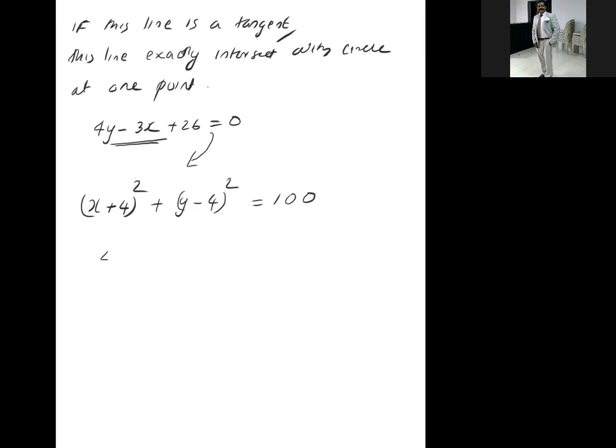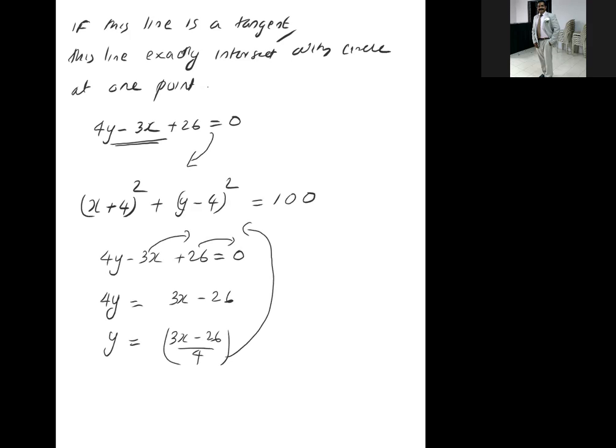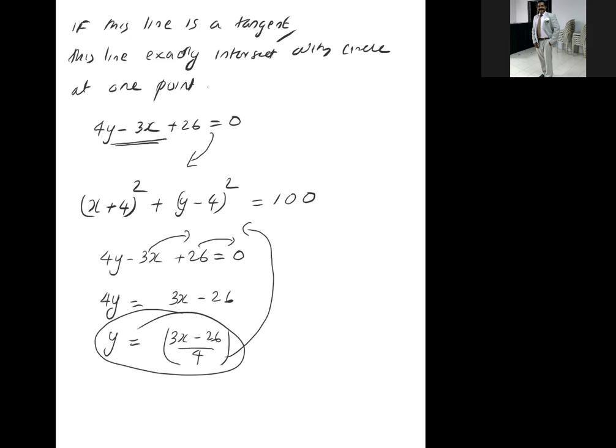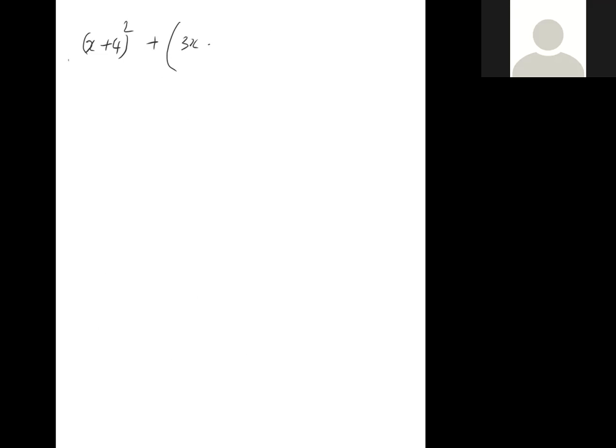So 4y minus 3x plus 26 is equal to 0. You can bring this 26 to this side, or bring this minus 3x to this side. So we are getting 4y is equal to 3x minus 26, or y is equal to (3x minus 26) by 4. Then you can plug this value into this equation. So x plus 4 whole square plus what was our y? (3x minus 26) by 4 minus 3, whole square, is equal to 100.